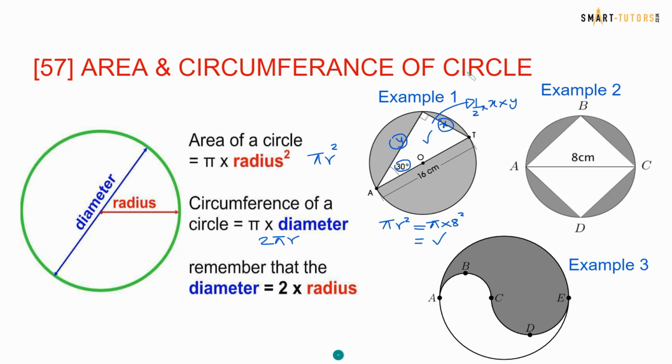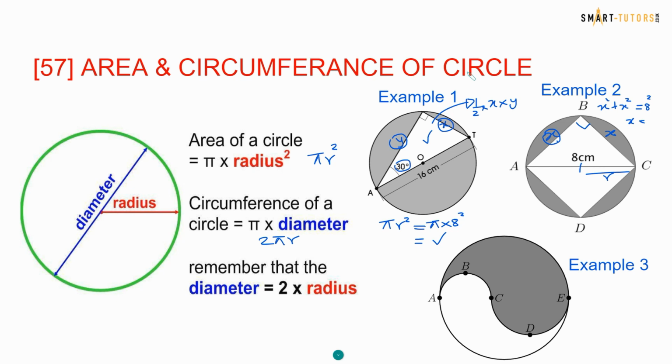Same thing here, this is 8 means, and if I put this as an x and this as an x, using the Pythagoras, you can write x squared plus x squared equal 8 squared. So from that, you can find the x answer. And the x answer, if you find it, you can times x, that is the square area of the square, take away from the circle's area, which is radius is 4, pi times 4 squared, then that is the shaded area.